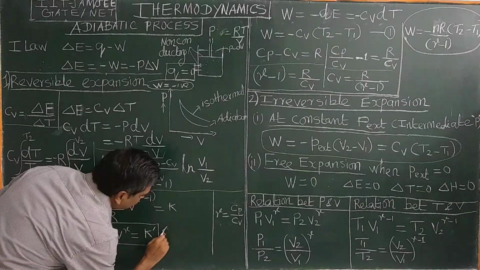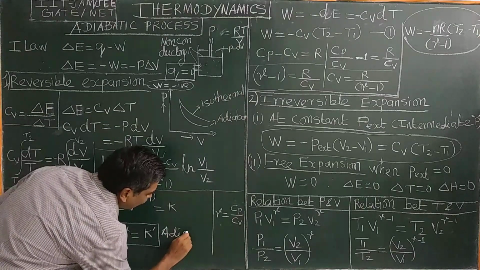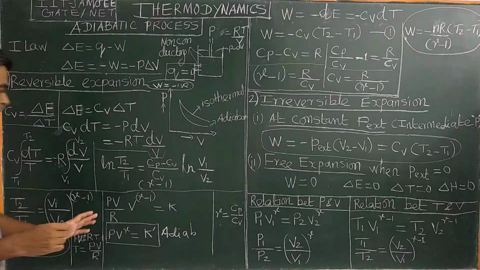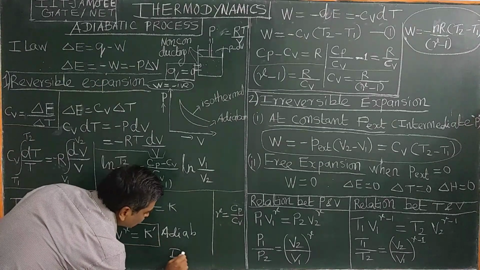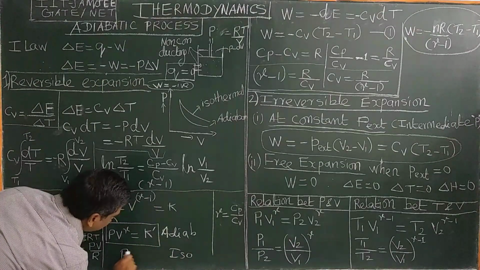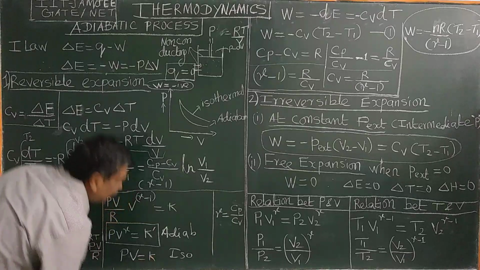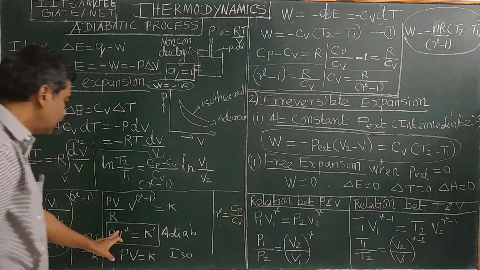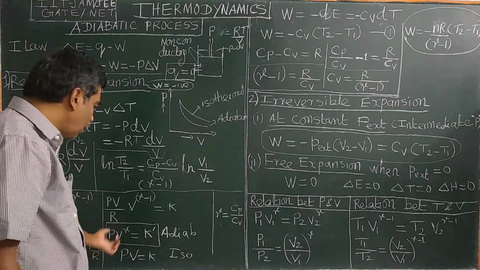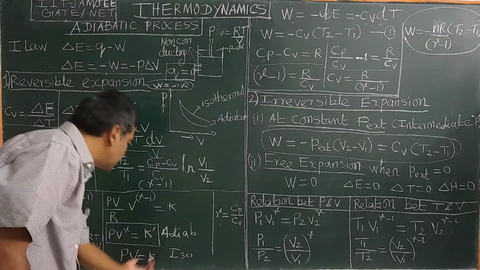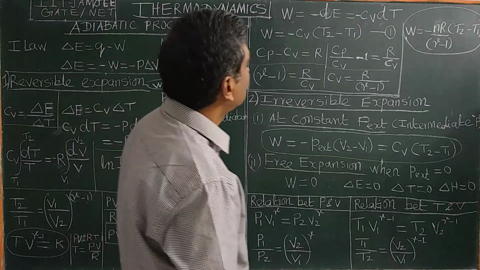See, this is the adiabatic process relation. They will ask what is the relationship between pressure and volume for an adiabatic process. And for the isothermal process, PV is equal to constant. This one for adiabatic, we have now derived. Otherwise, you don't know how it is obtained. Whereas for the isothermal process, PV is equal to constant.